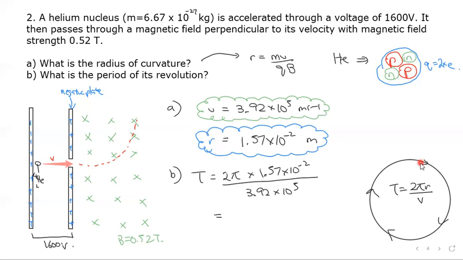Of 2.52 times 10 to the negative 7 seconds. And so that's how you work out the period of a revolution.